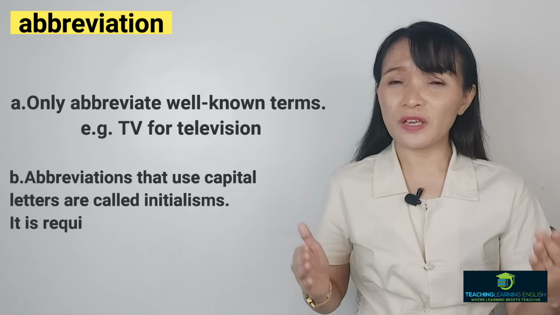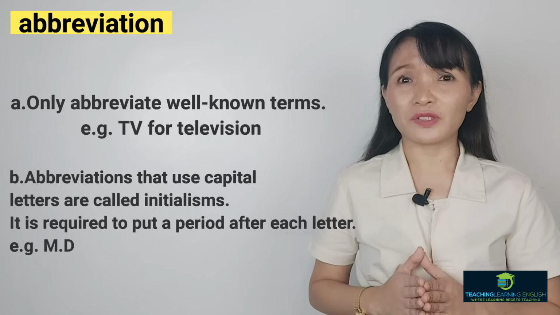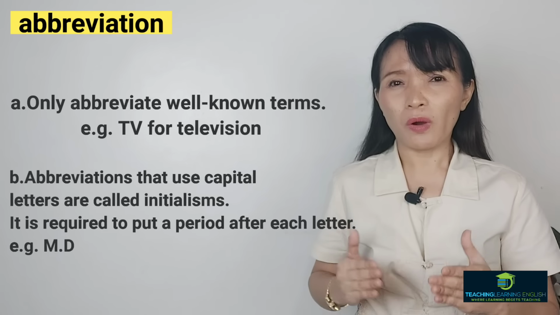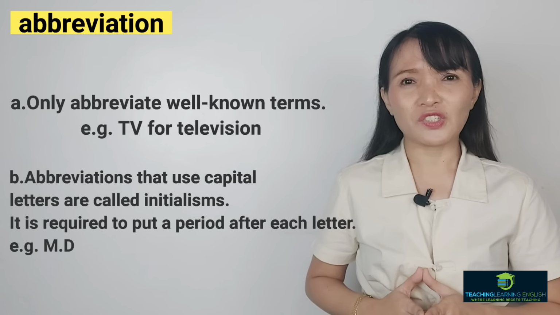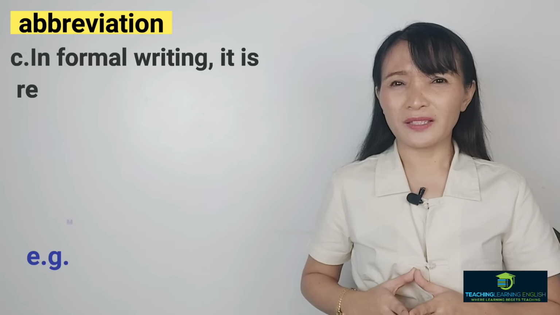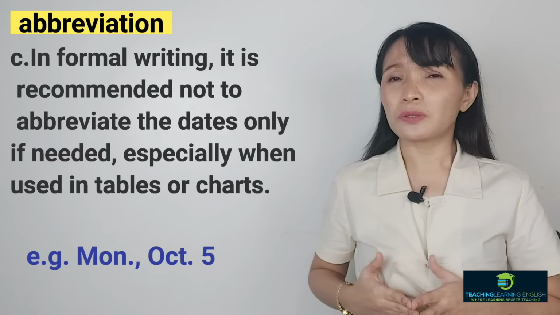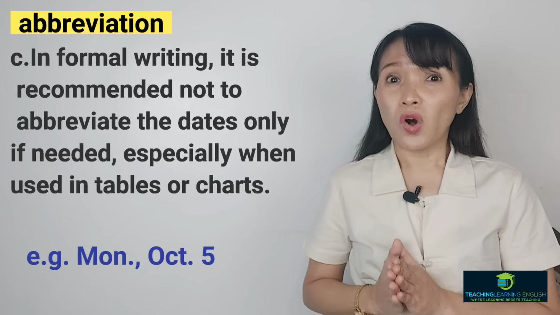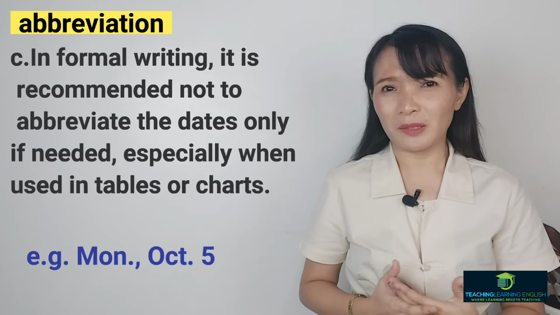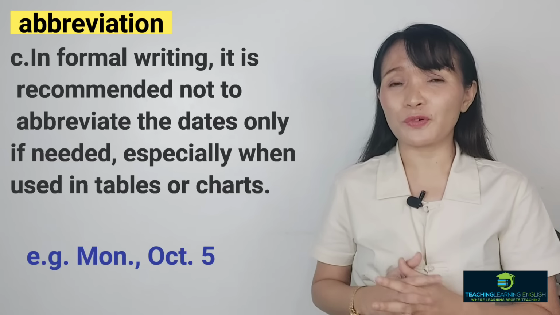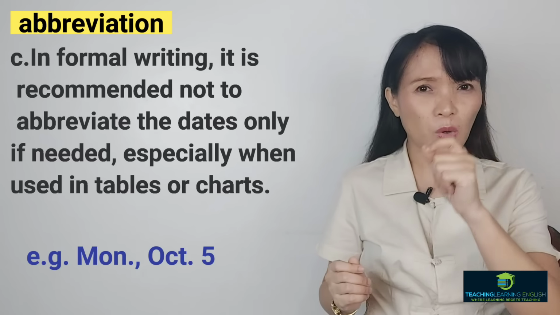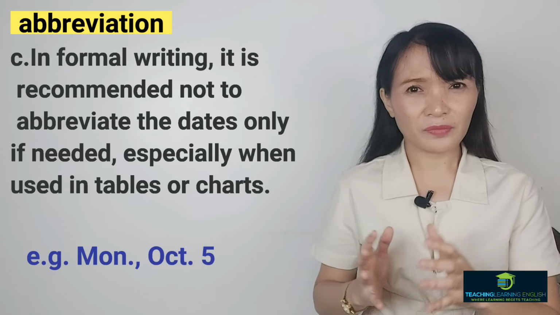Okay? Abbreviations that use capital letters are called initials or initialisms, and it is required to put a period after each letter. For example, M.D. In formal writing, it is recommended not to abbreviate dates, only if needed, especially when used in charts or tables. So what are the abbreviations for days and months? So you look at Mon, M-O-N, Oct, okay?